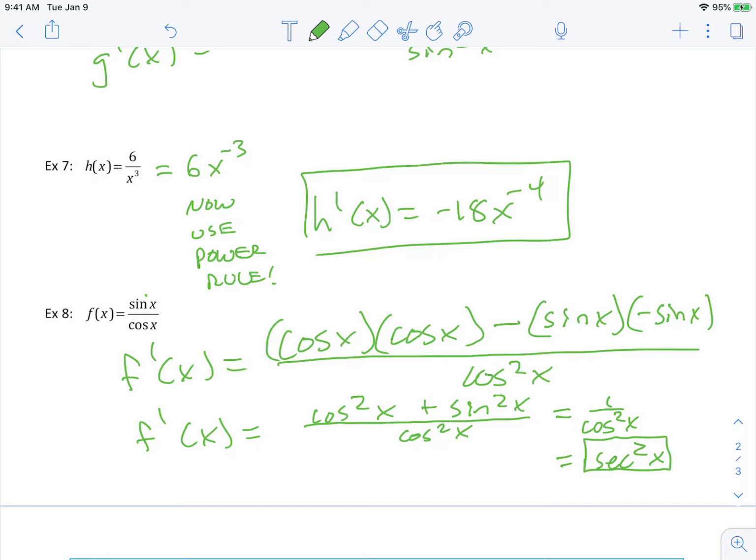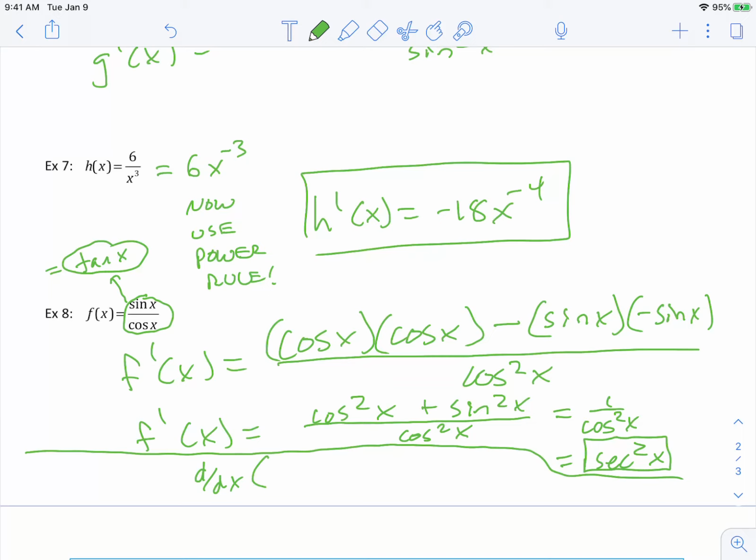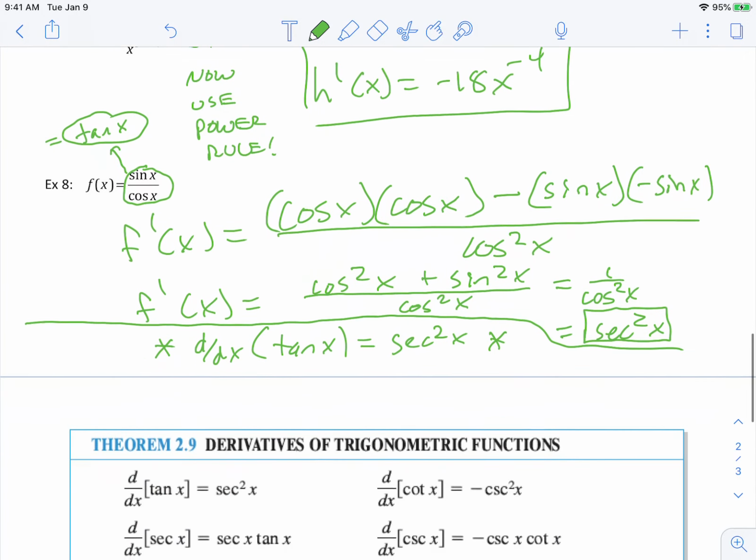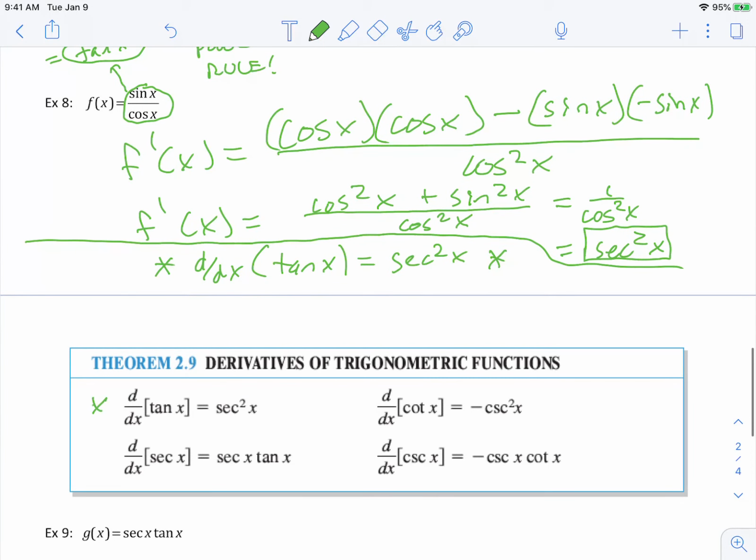Now, let's go back. We just uncovered a new rule. Remember, sine over cosine, that's really just tangent. So what we just verified or just proved using the quotient rule is that the derivative of tangent, so this is kind of a side note here, the derivative of tangent of x, that will be secant squared of x. Pretty cool. So actually, that's where this first formula comes from.